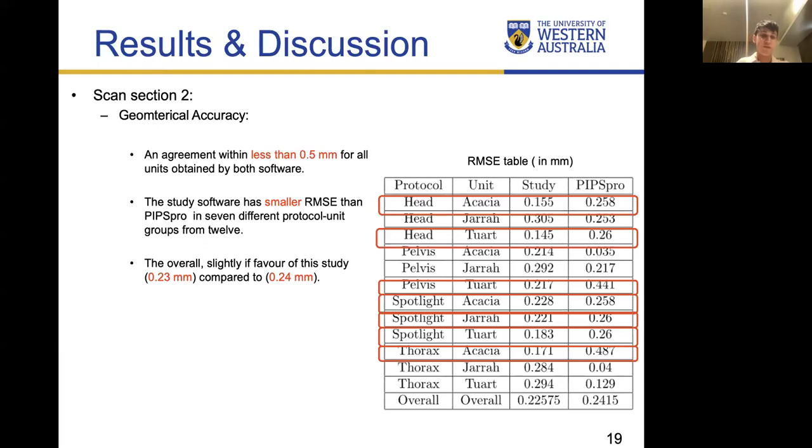Results and discussion for geometrical accuracy. An agreement within less than 0.5 millimeter for all units was obtained by both software. In terms of root mean square error, this study's software has more root mean square error than PIPSPro in 7 different protocol units from 12. The overall root mean square error shows a slight edge in favor of this study, 0.23 millimeter compared to 0.24 millimeter.